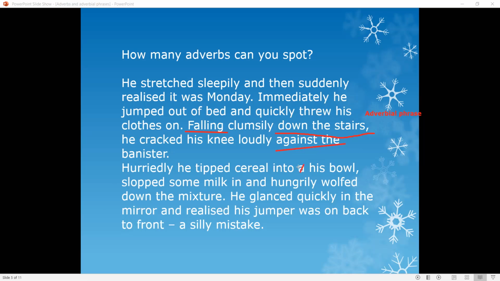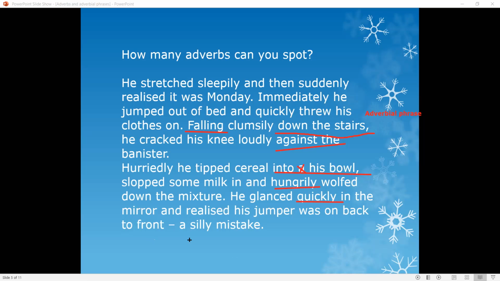Hurriedly, he tipped cereal into his bowl. Hurriedly is an adverb of manner. He tipped cereal into his bowl. Where did he tip the cereal? Into his bowl. So it's an adverbial phrase of place too. Slopped some milk in and hungrily wolfed down the mixture. Hungrily is an adverb of manner too. He glanced quickly, adverb of manner, in the mirror and realized his jumper was on back to front.